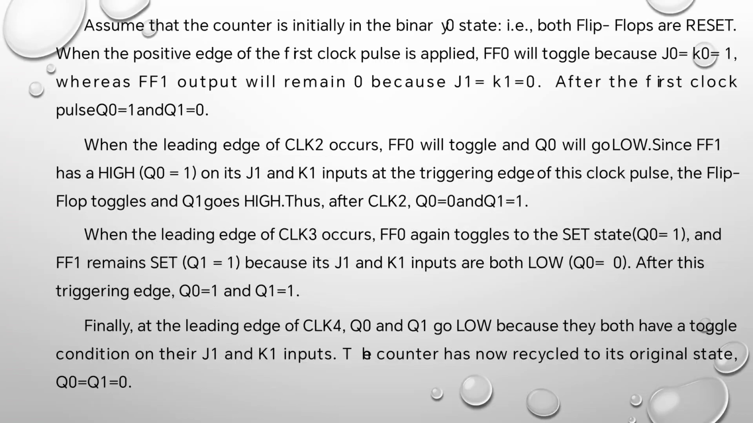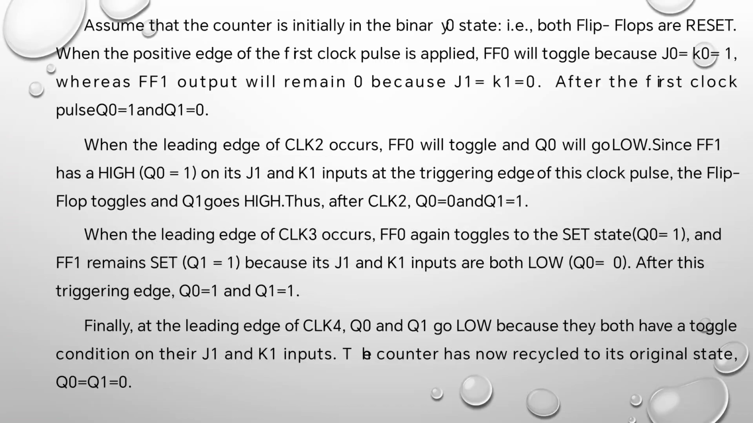When the leading edge of clock 2 occurs, flip-flop 0 will toggle and Q0 will go low. Since flip-flop 1 has a high on its J1 and K1 inputs at the triggering edge of its clock pulse, the flip-flop toggles and Q1 goes high. Thus, after clock 2, Q0 equal to 0 and Q1 equal to 1.